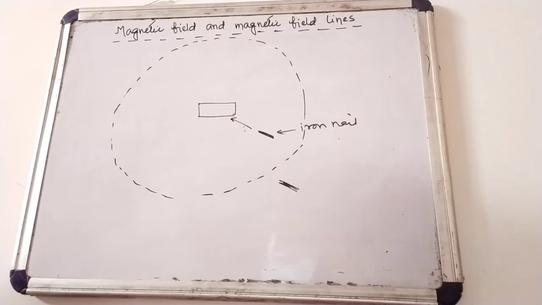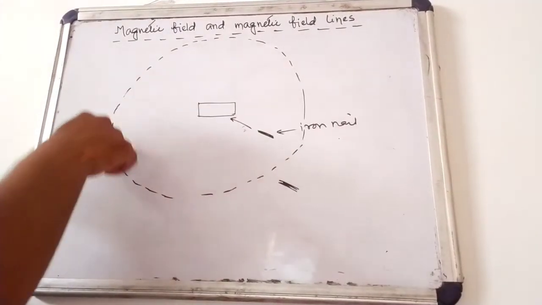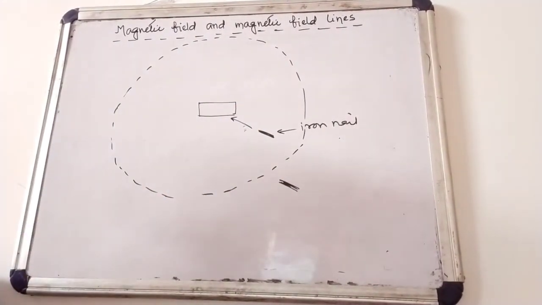because a magnet has a specific region up to which only it can exert its magnetic force on other objects, and this specific region is called the magnetic field of the magnet. So we can define it like this: the magnetic field of a magnet is the region up to which it can exert its magnetic force on another object.